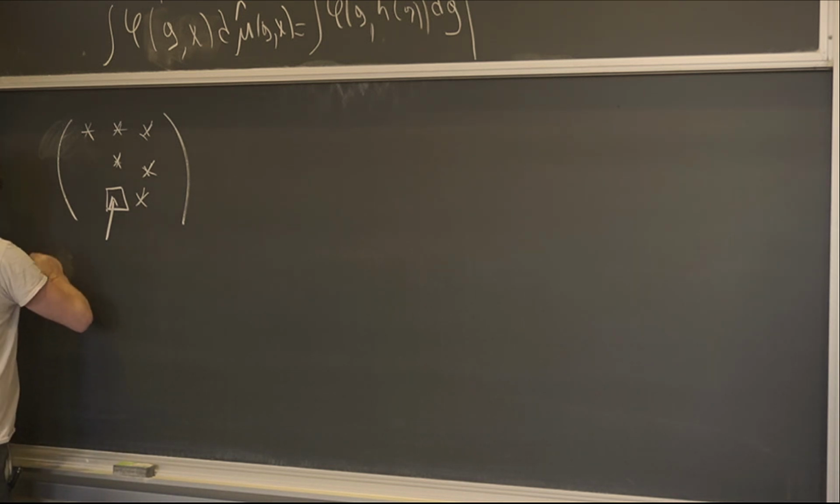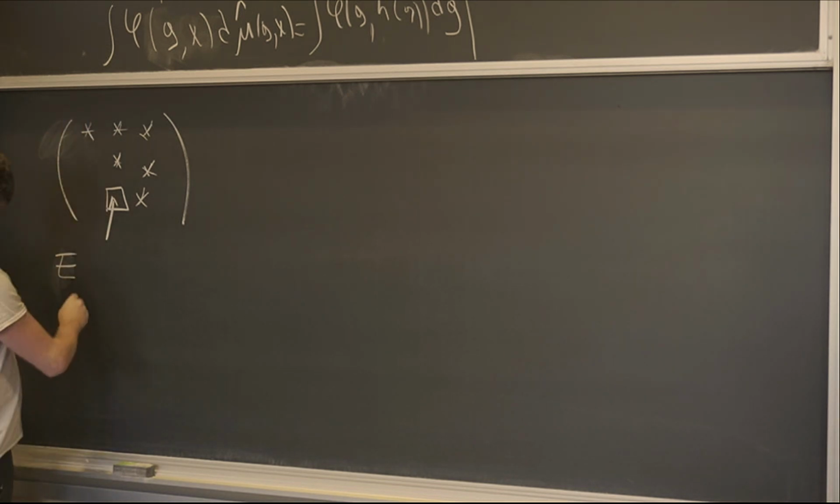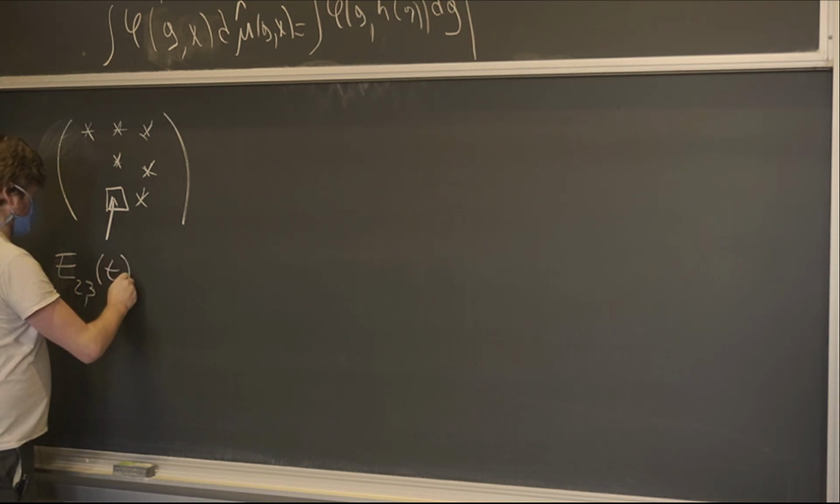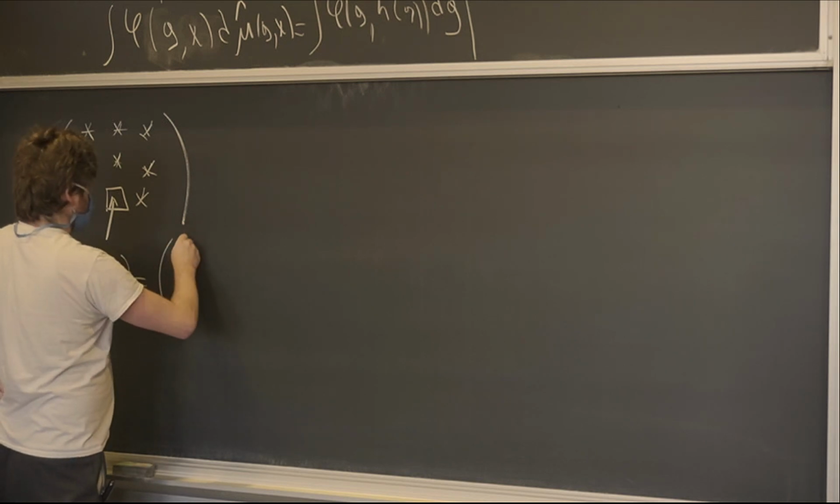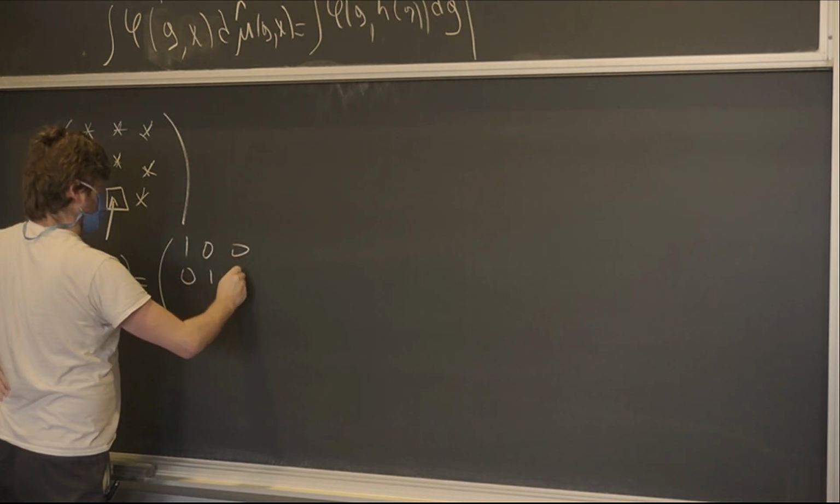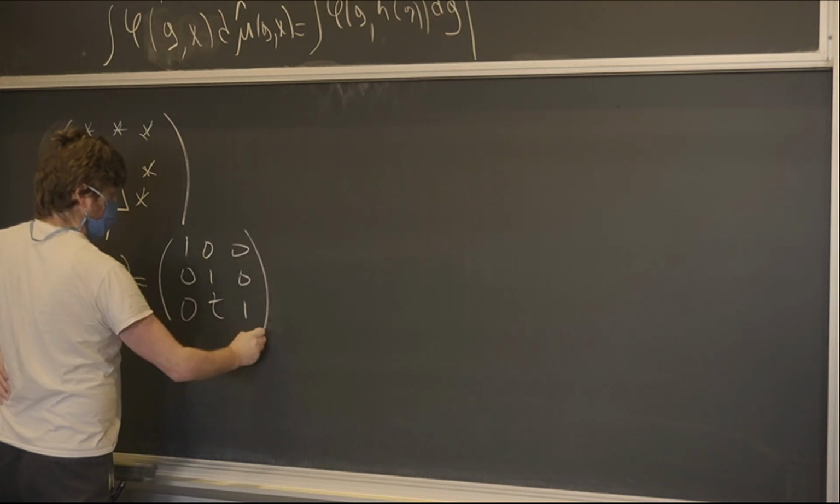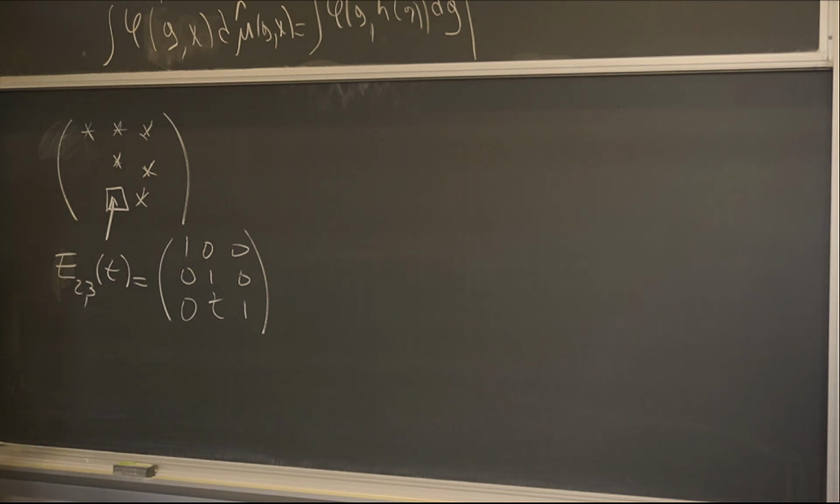Should I call it G or E? I think it's also standard notation. And it's 2, 3, no? This matrix is 1, 0, 0, 0, 1, 0, 0, T, 1. Okay, it's a one parameter subgroup, so it induces a flow on that space.